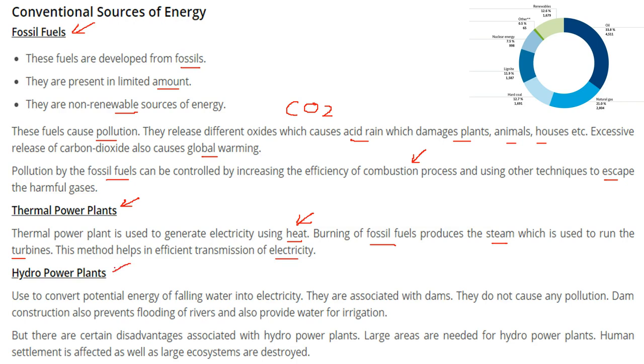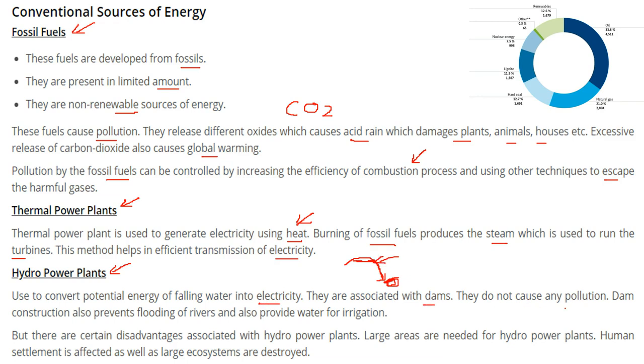Then hydropower plants. This is used to convert potential energy of water falling into electricity. So if a dam is built and the water is coming like this, because of the potential energy converted into kinetic energy, the turbines are placed here. So this falling water will rotate the turbines. So this potential energy is converted into kinetic energy, and kinetic energy is given to the turbines, and in turn we get electricity. So they are somewhat associated with the dams.